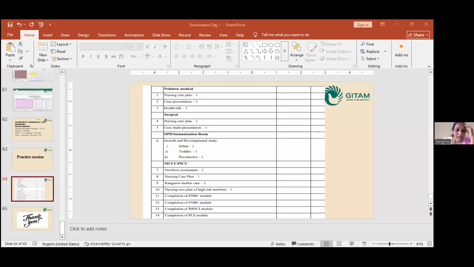Sorry, Ratna Madam, the slide you are showing is the logbook slide. It is not showing the Excel sheet. No, it's a slide, I just showed the slide show. Okay, Ratna, you stop sharing your PPT and share your Excel. Yeah, sure, sure, sure.